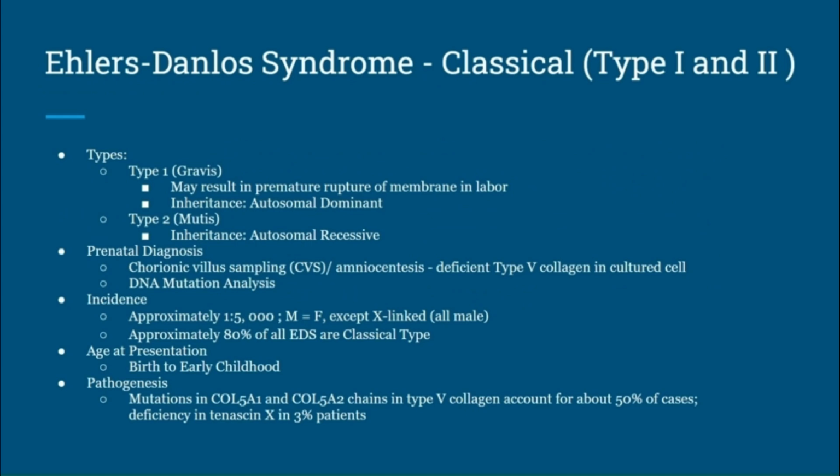So we're going to start out here with the classical type, which is type 1 and type 2. What you'll know is that type 1 has another name, Ehlers-Danlos syndrome gravis. That one's considered to be more autosomal dominant. Type 2 is considered to be more autosomal recessive, but these are not tried and true by any means. Mutations are typically isolated in the collagen 5 genes, collagen 5A1 and A2. But that's only in 50% of cases, and there's another small subset of cases between these two where tenascin X is responsible to a degree, but these aren't strict rules per se.